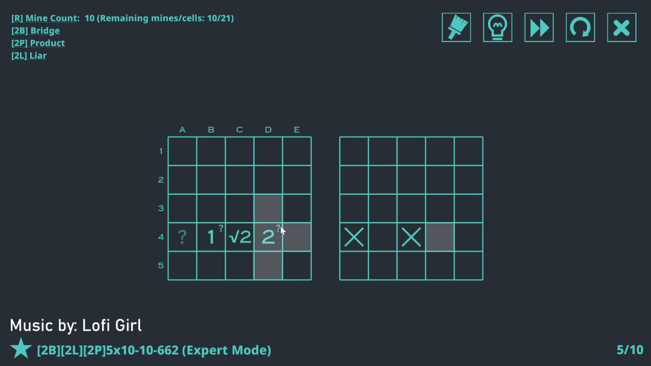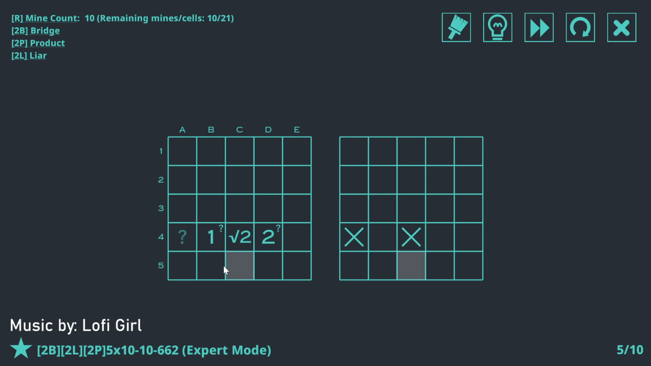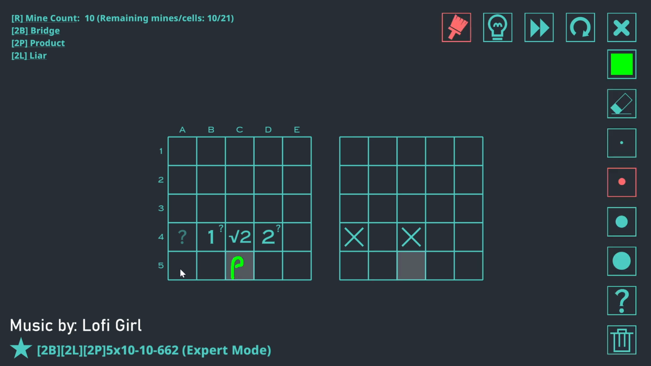Now 1 and 2, yeah, those can definitely be liars though. Now root 2 must have a mine somewhere. And I suppose this being a mine would be fairly interesting, because that will force your bridge to look somewhat like this. That does fail the 2 though, although we can mark it off as a liar. This 2 could definitely be a liar. And this 1 could definitely tell the truth, yeah. So, yeah, that's definitely possible. You could definitely have a chain there somehow.